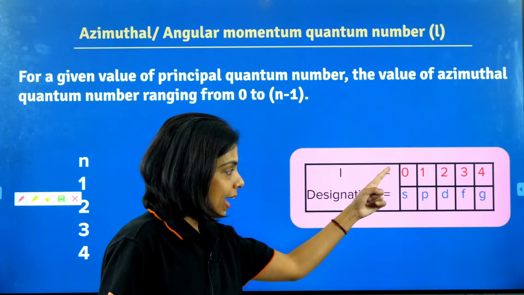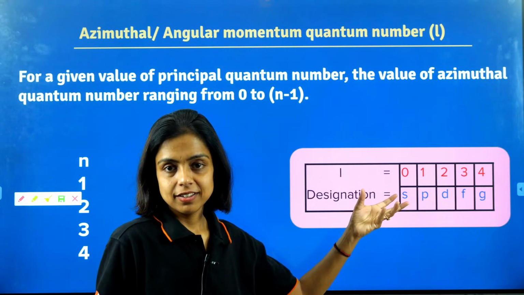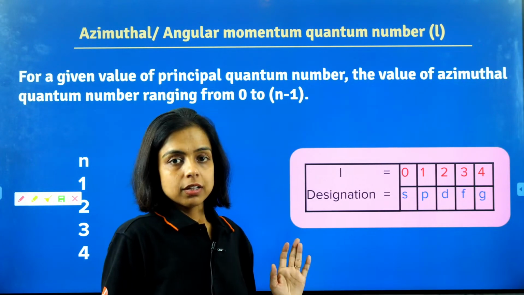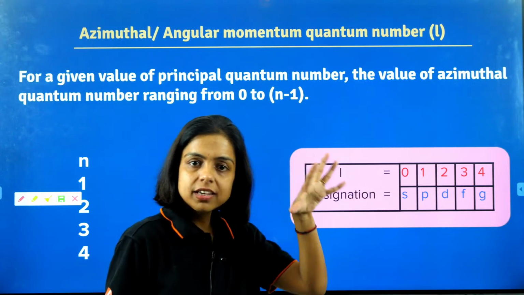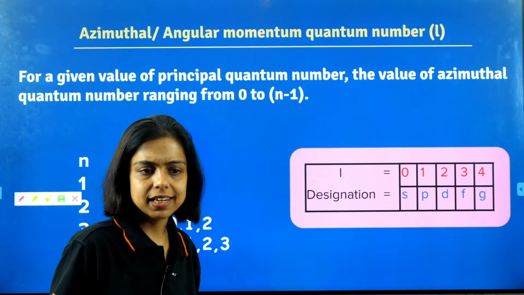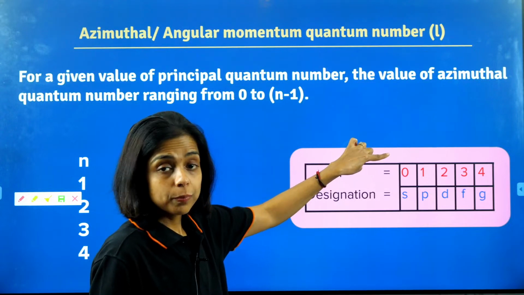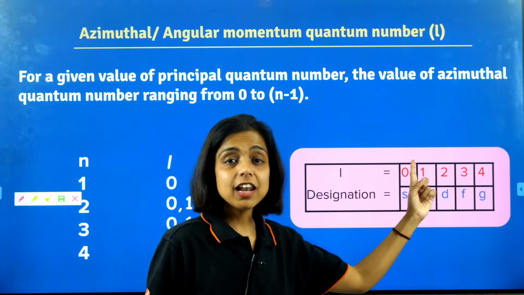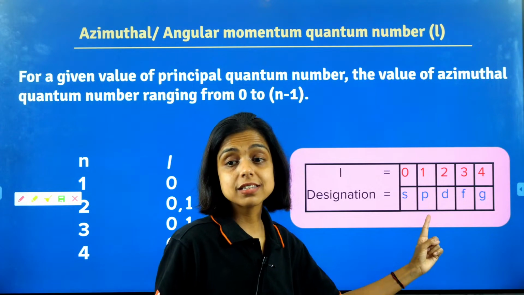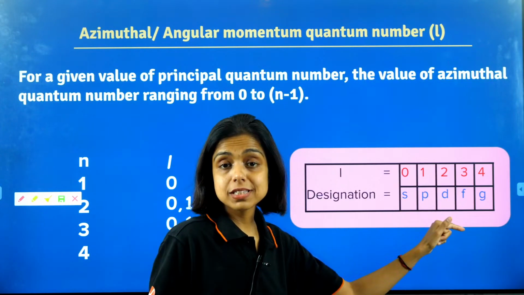Now, each of these l values has a designation, the name of the subshell, right? l values tell you about the subshell in a given shell. Got it? Just like you have a city, in the city you have various localities and each locality has some name. In the city we have various areas, each area has a certain name, right? So guys, for l equal to 0, we say it is s subshell. If l value is 1, we say it is a p subshell. l value 2, we say it is a d subshell. l value 3, we say it is an f subshell. And l value 4 means it is a g subshell, right?